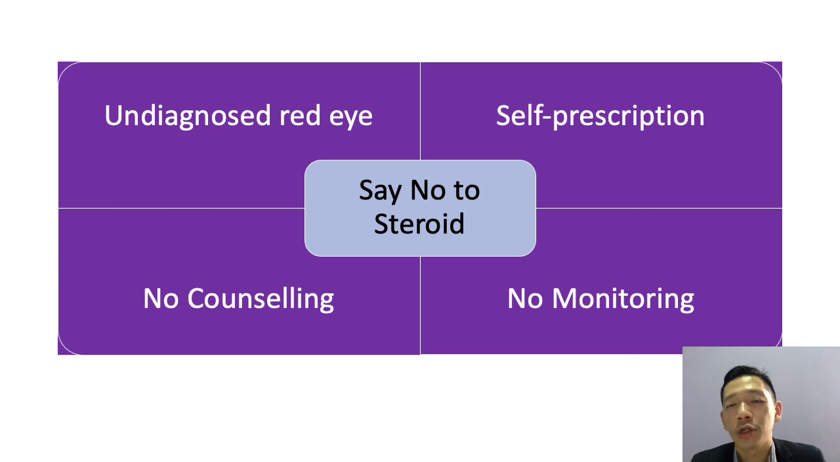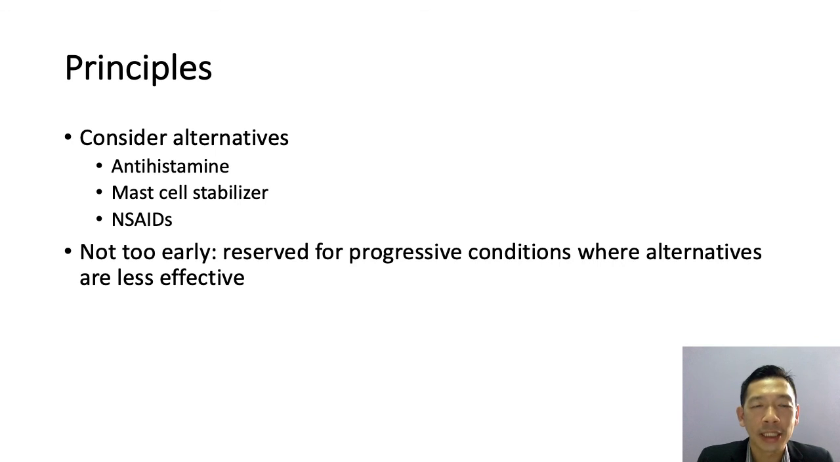It's not the initiation or the repeating of topical steroid per se that puts the patient at risk, but the failure to warn about the side effects and the repeating of prescriptions without reviewing the need for the steroid. So slit lamp and intraocular pressure examination is required for any patient who requires a prescription of topical steroid for more than 10 days, or any duration for a susceptible individual. And please always consider alternatives like topical antihistamine, topical mast cell stabilizer, and topical NSAIDs. Also do not start the steroid too early, because it should be reserved for progressive conditions when the alternatives are less effective.